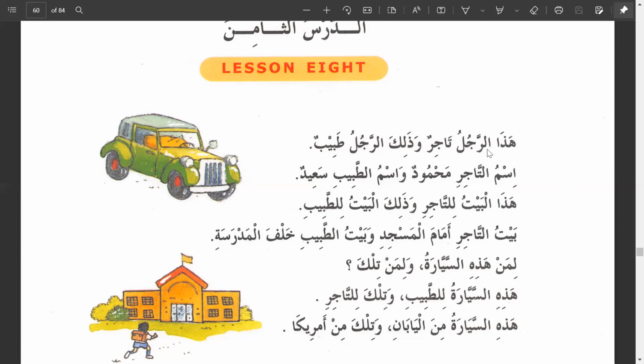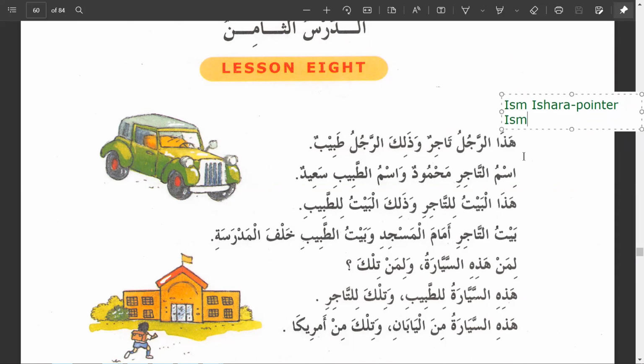Remember what we learned last time about a pointer fragment? That it has an isme ishara. Where is isme ishara? Which one is isme ishara? Yes, zalika, but over here in the first one, hadha. Yes, isme ishara, or we can say pointer ism.